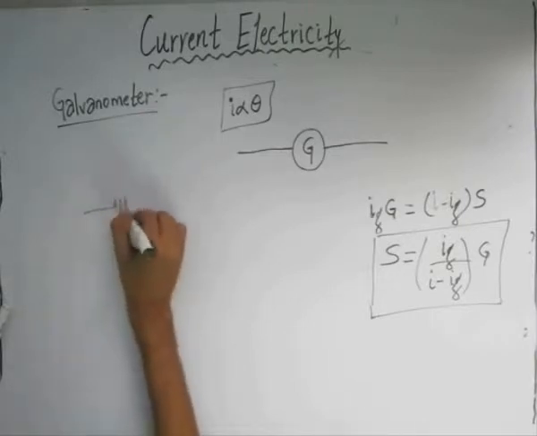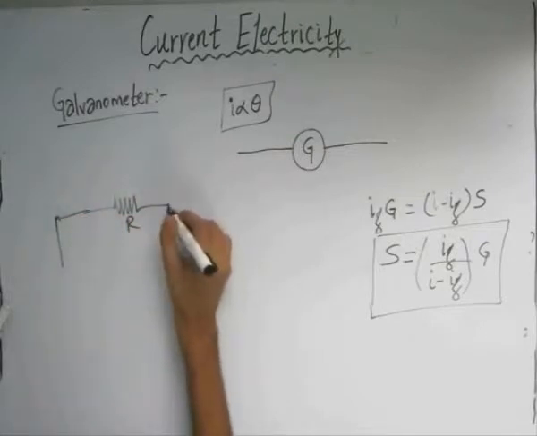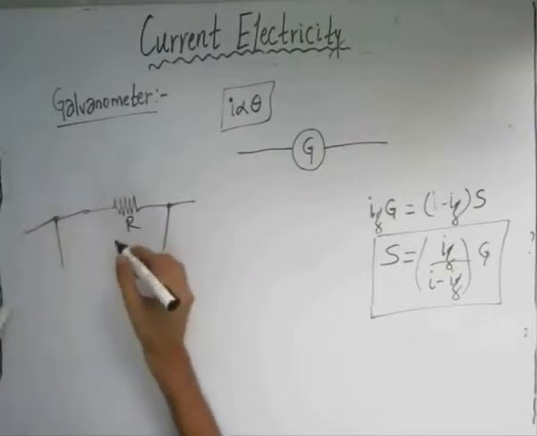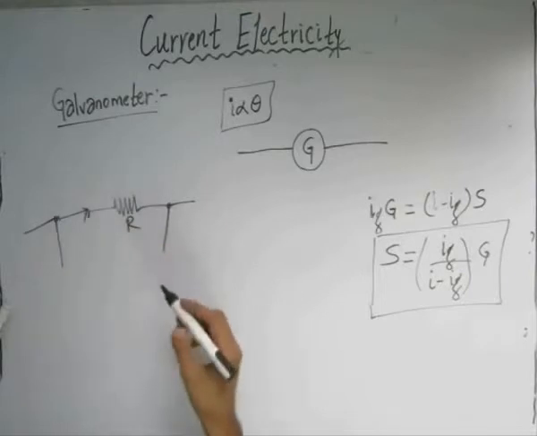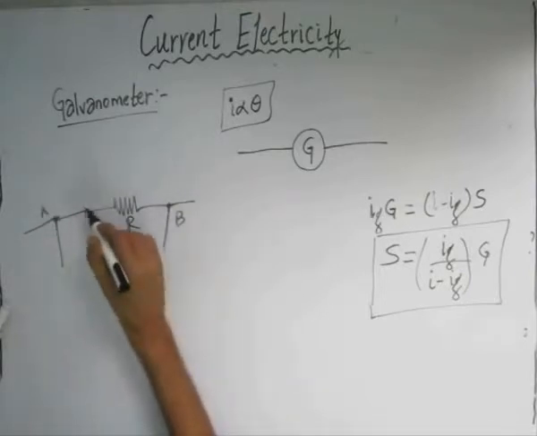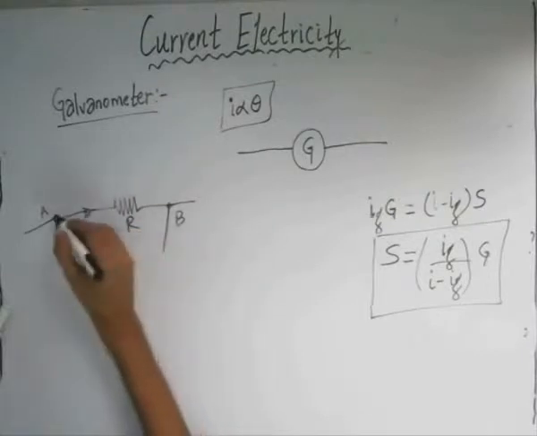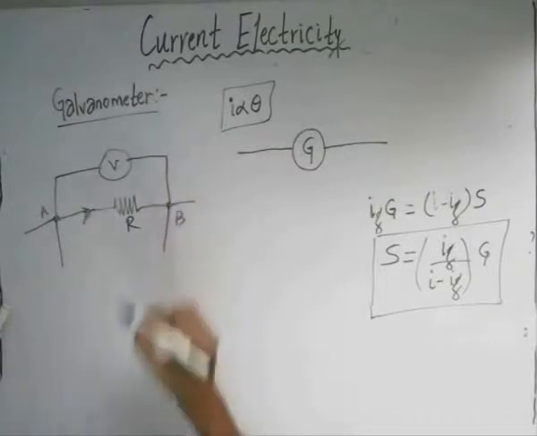Like if this is the circuit containing a resistance, and we need to determine the potential. Suppose some current I is flowing across it, we need to determine the potential across these points A and B. So in order to determine the potential drop between the points A and B, we need to connect a voltmeter in parallel to this branch.